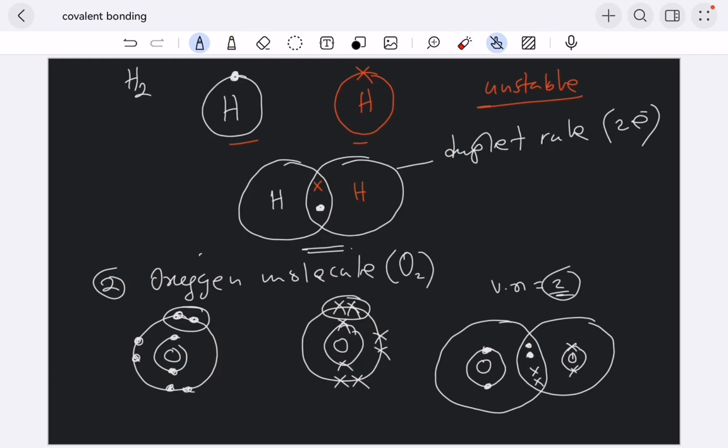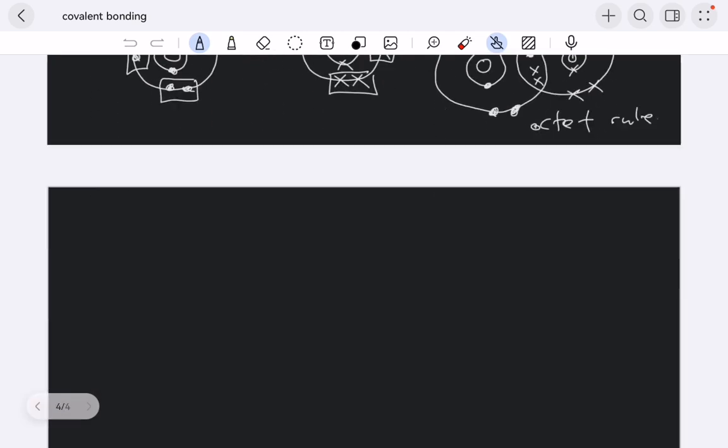Then you will have these as lone pairs outside, and these 2 there outside. So what is happening here is both oxygens satisfy the octet rule. They both think they have 8 electrons in the last shell. Let's look at another example.